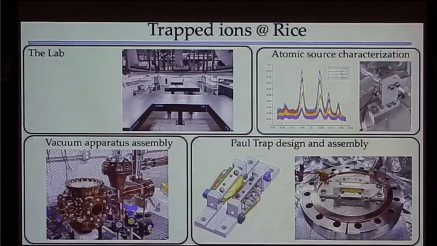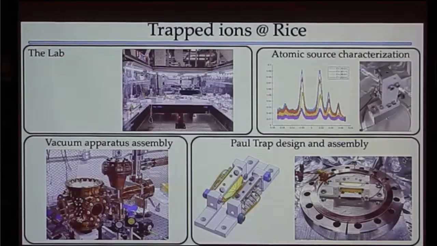I guess it's not particularly interesting for this audience, but here is a picture of the lab. It's not like that. Now it looks more like that, luckily. It's been 1 year that we've been in the lab, and we already have the vacuum system. We have the trap assembled. We characterized the atomic source. So we're steadily going towards trapping and having the possibility to do experiments.